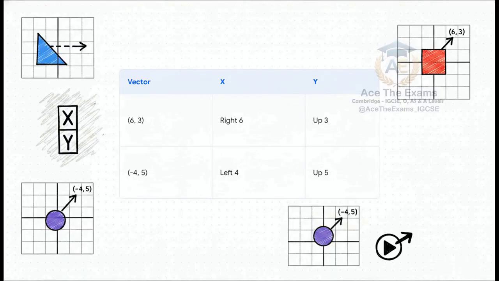Let's get back into it. Translation is a straight, sliding movement. There is absolutely no turning or resizing involved here. The object just glides across the grid.